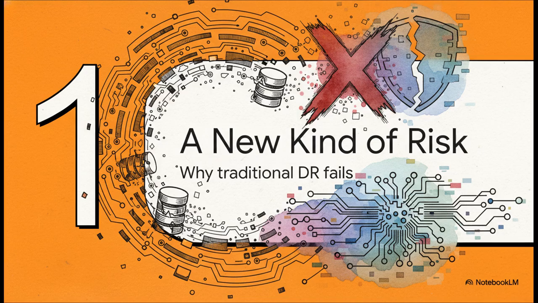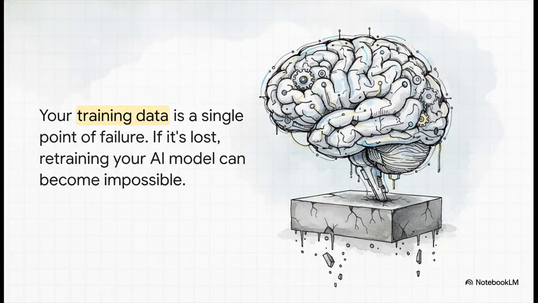Section 1, AI Systems, a New Risk. The big idea here is simple. Your standard disaster recovery plan for databases and servers, it's just not designed for the unique and fragile dependencies of an AI system. Let's start with the absolute bedrock of any AI system: the data.